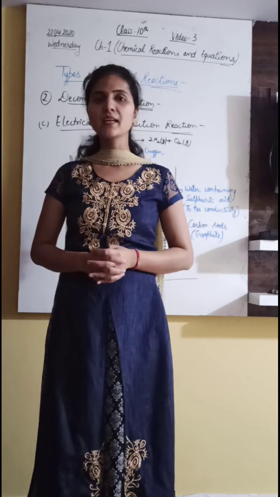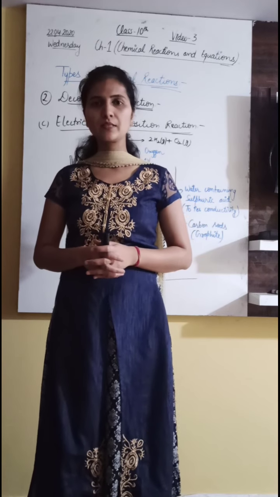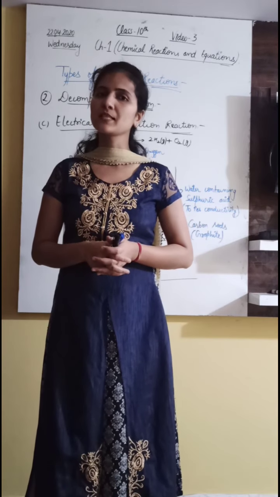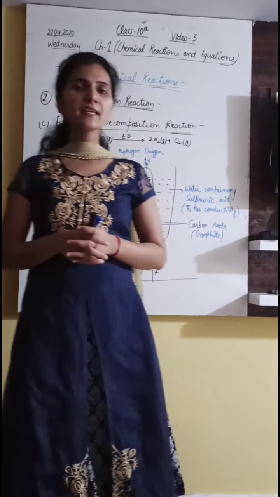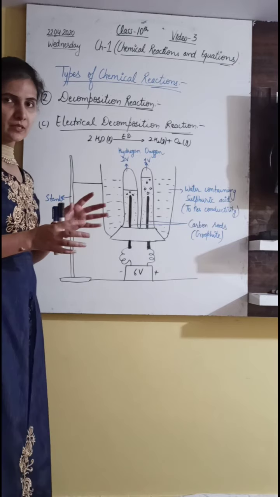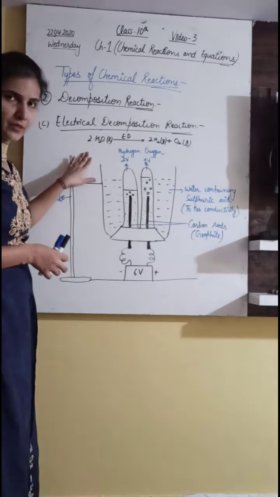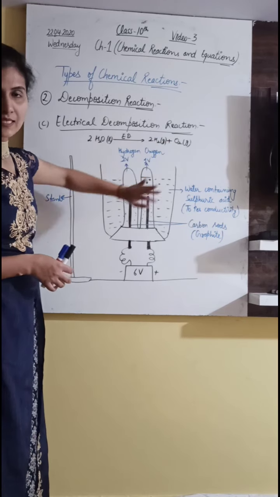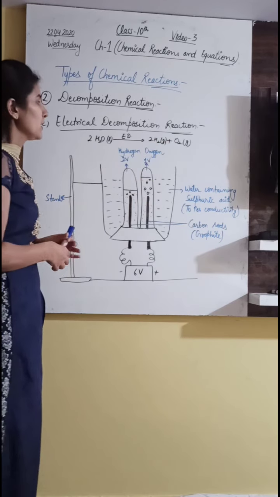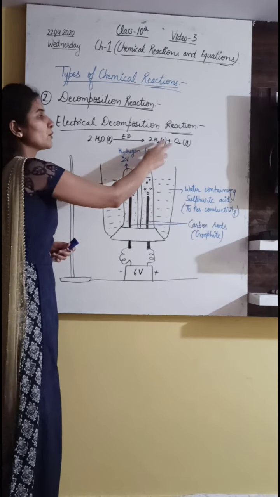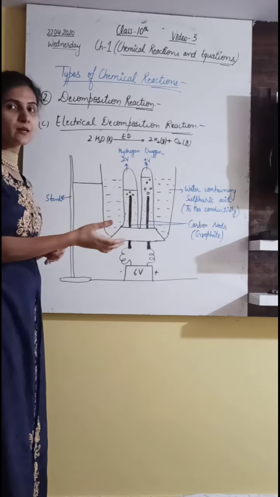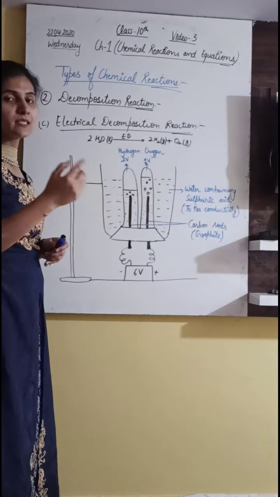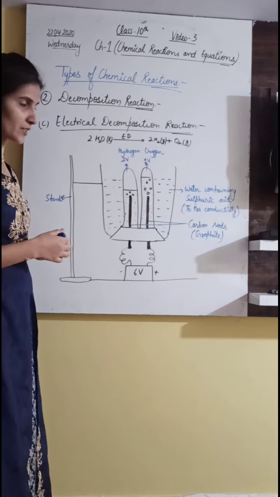Our next and last type of decomposition reaction is electrical decomposition, meaning the reactant splits up in the presence of electricity. Only one example is given in this chapter in NCERT. Water can be split into hydrogen and oxygen in the presence of electricity. In electrical decomposition, one reactant, water, splits up into two products, hydrogen and oxygen, in the presence of electricity.